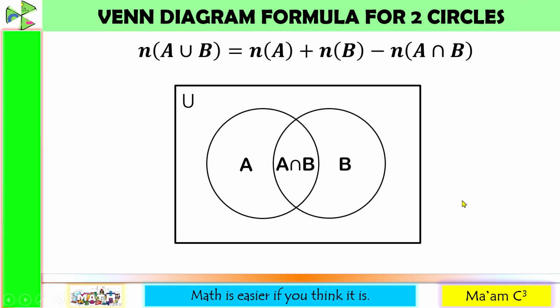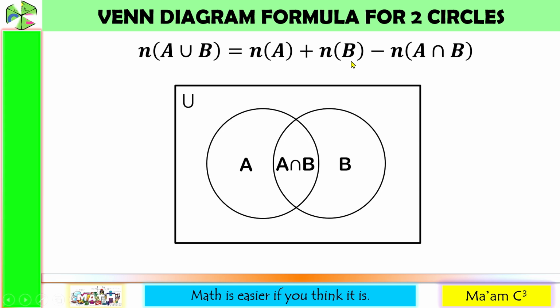Venn diagram formula for two circles. The cardinality of A union B is equal to the cardinality of A plus the cardinality of B minus the cardinality of A intersection B. We are subtracting the cardinality of A intersection B because the elements here are already considered in the cardinality of A and the cardinality of B.